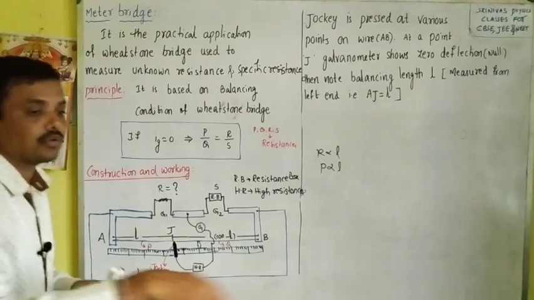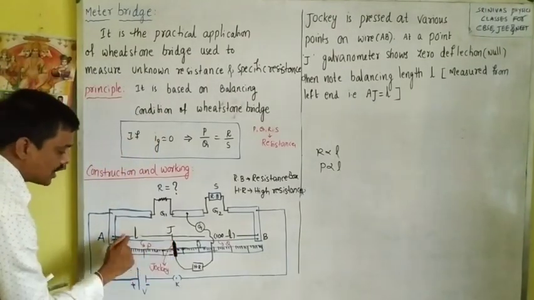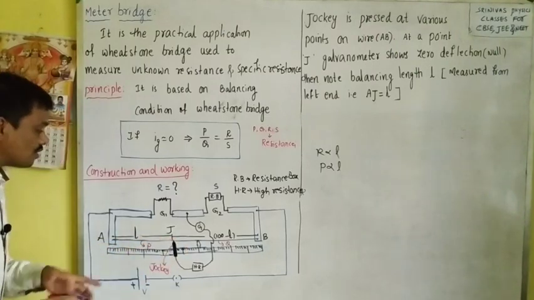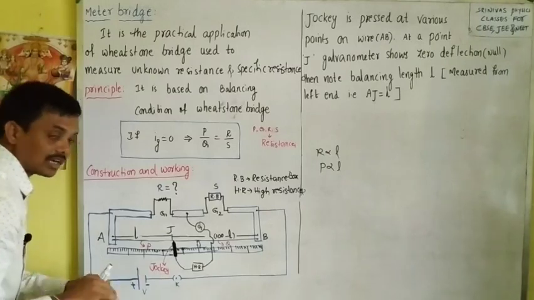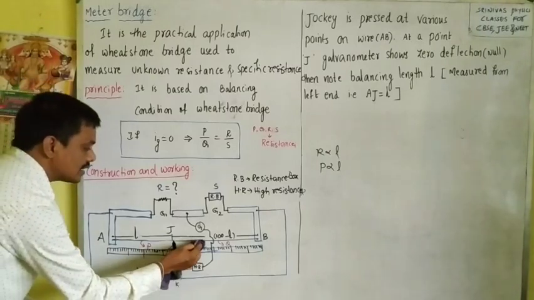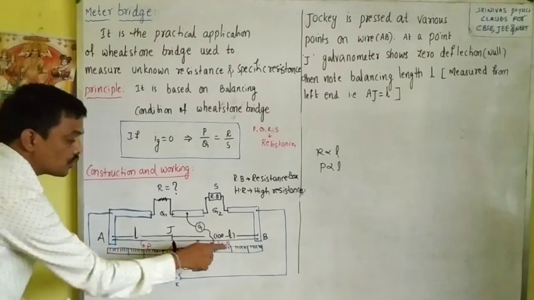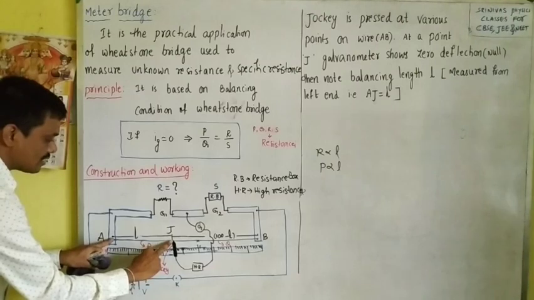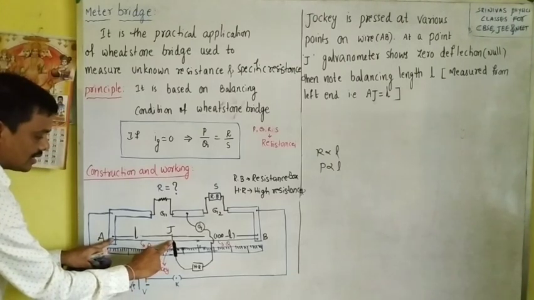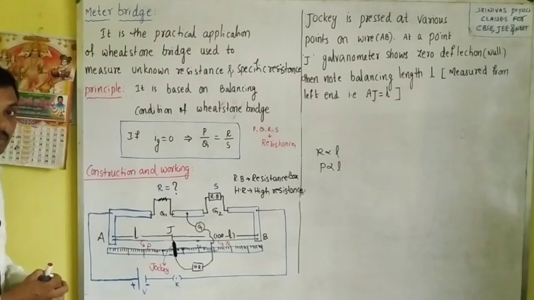What do we have to do? We have to press the jockey at various positions. When you press the jockey at various positions, the left side wire resistance P and the right side value Q change. Why do the P and Q values change? P is the resistance of this wire, and when this wire length increases, its resistance also increases because resistance is proportional to length.